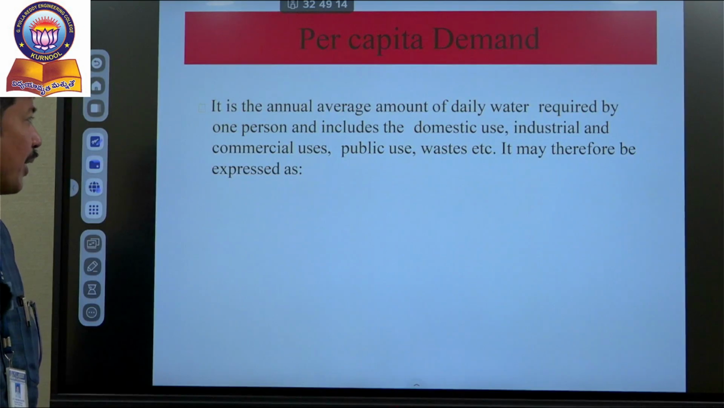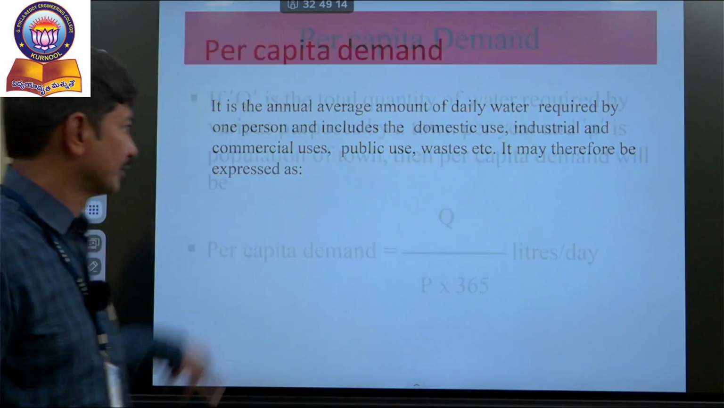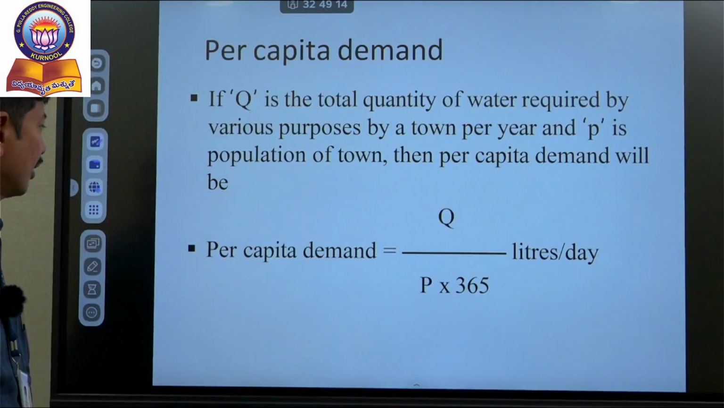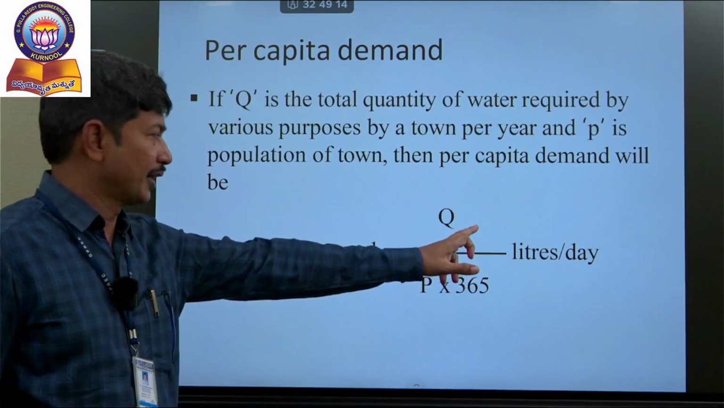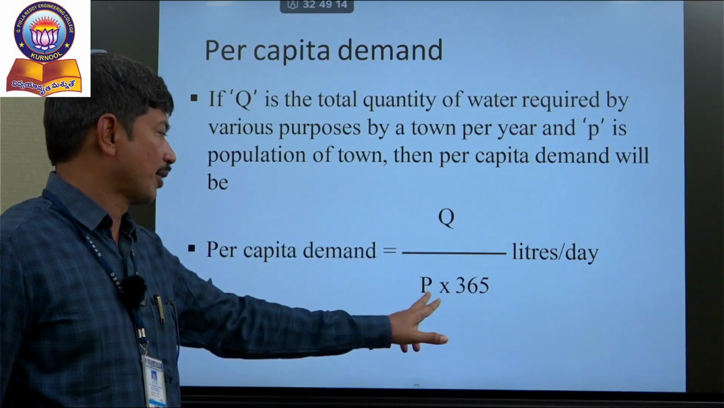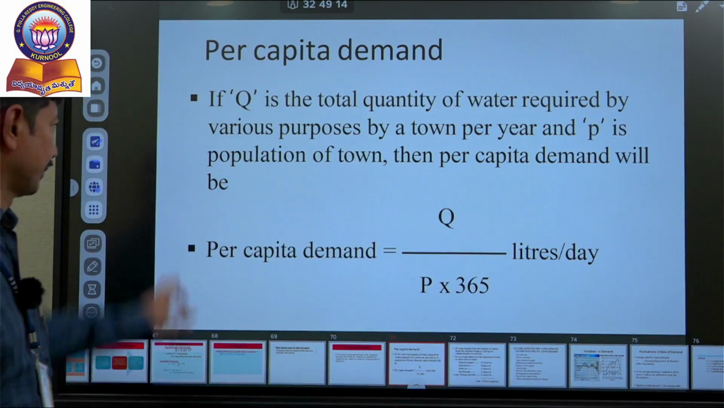So what does per capita demand mean? This is the annual average amount of water required by one person, and it includes domestic use, industrial and commercial, public, everything. This is the right process for calculating per capita demand: the total quantity of water required by a town or city per year, divided by the design population into 365. We get the liters per person per day.